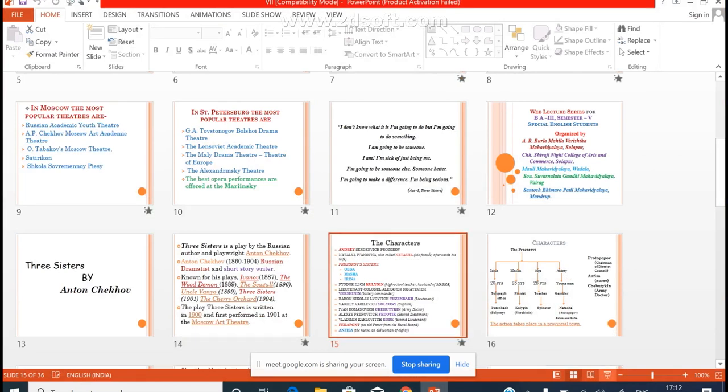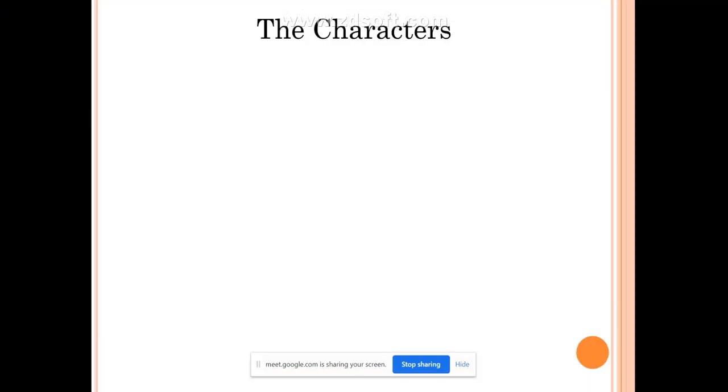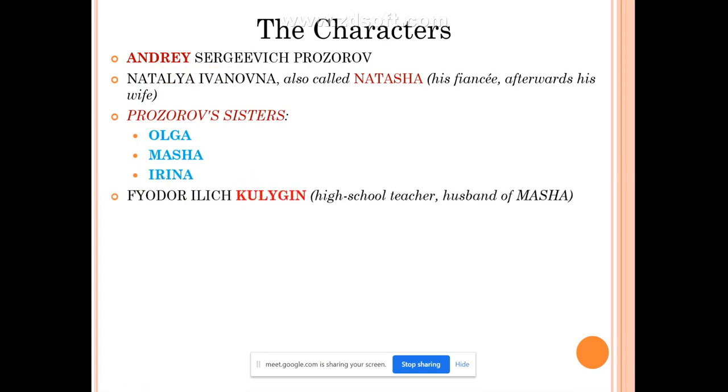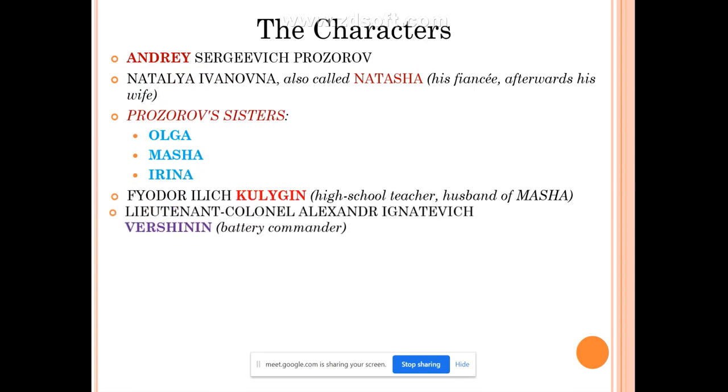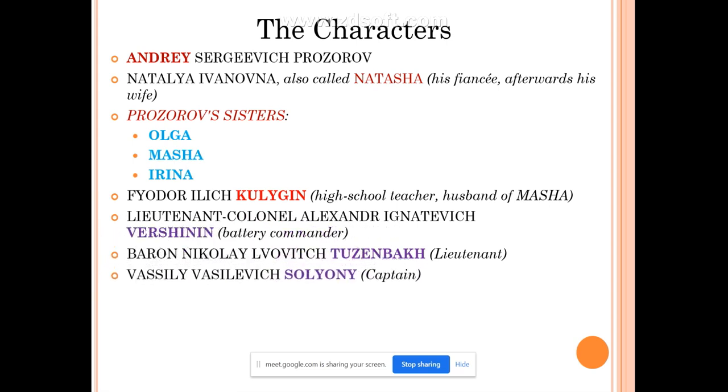So these are the major characters in the play. Andrei is there, then Natasha, then Prozorov's sisters: Olga is the eldest, Masha is the middle sister, and Irina is the younger sister. Then Kuligin is a high school teacher and the husband of Masha. Then Versinan is a military man, a lieutenant colonel, and we have Tuzinbek, also a lieutenant, and another is Solony, a captain.